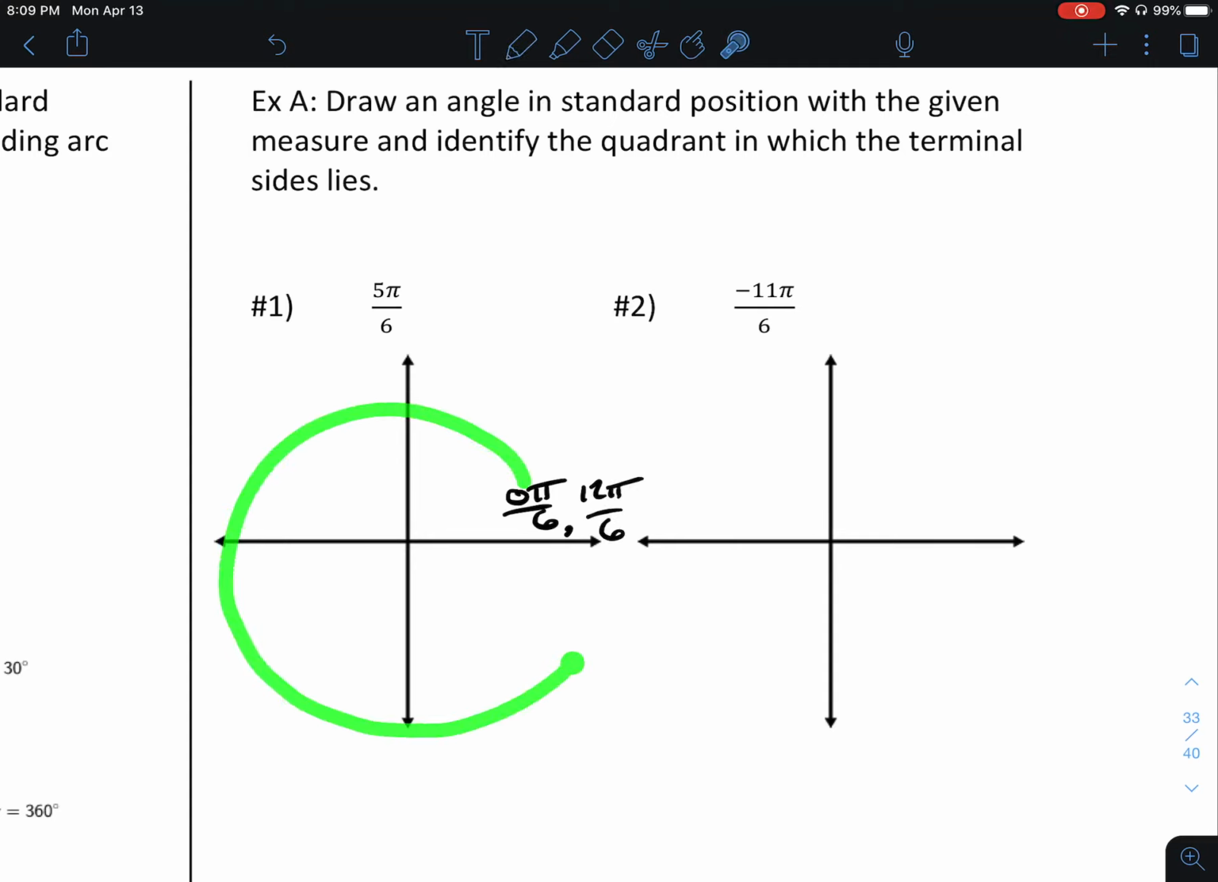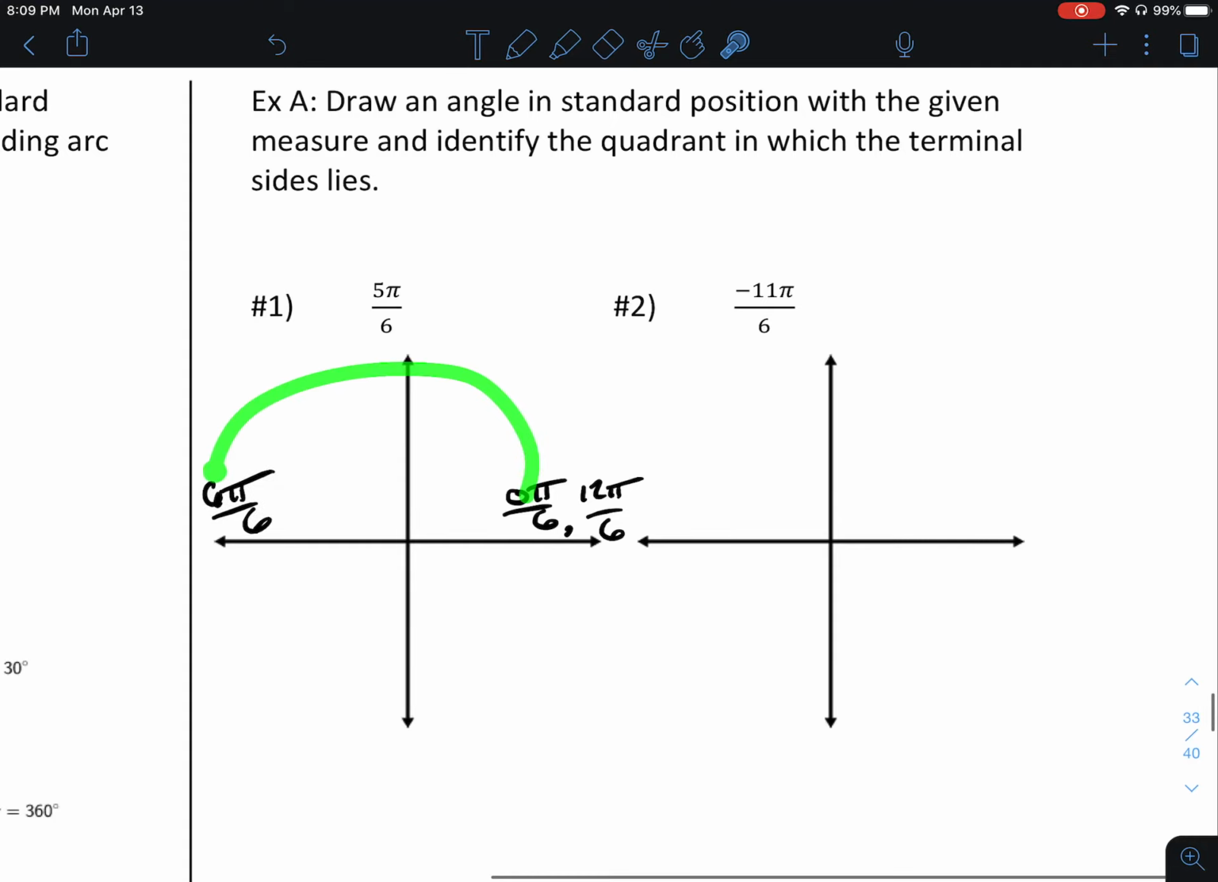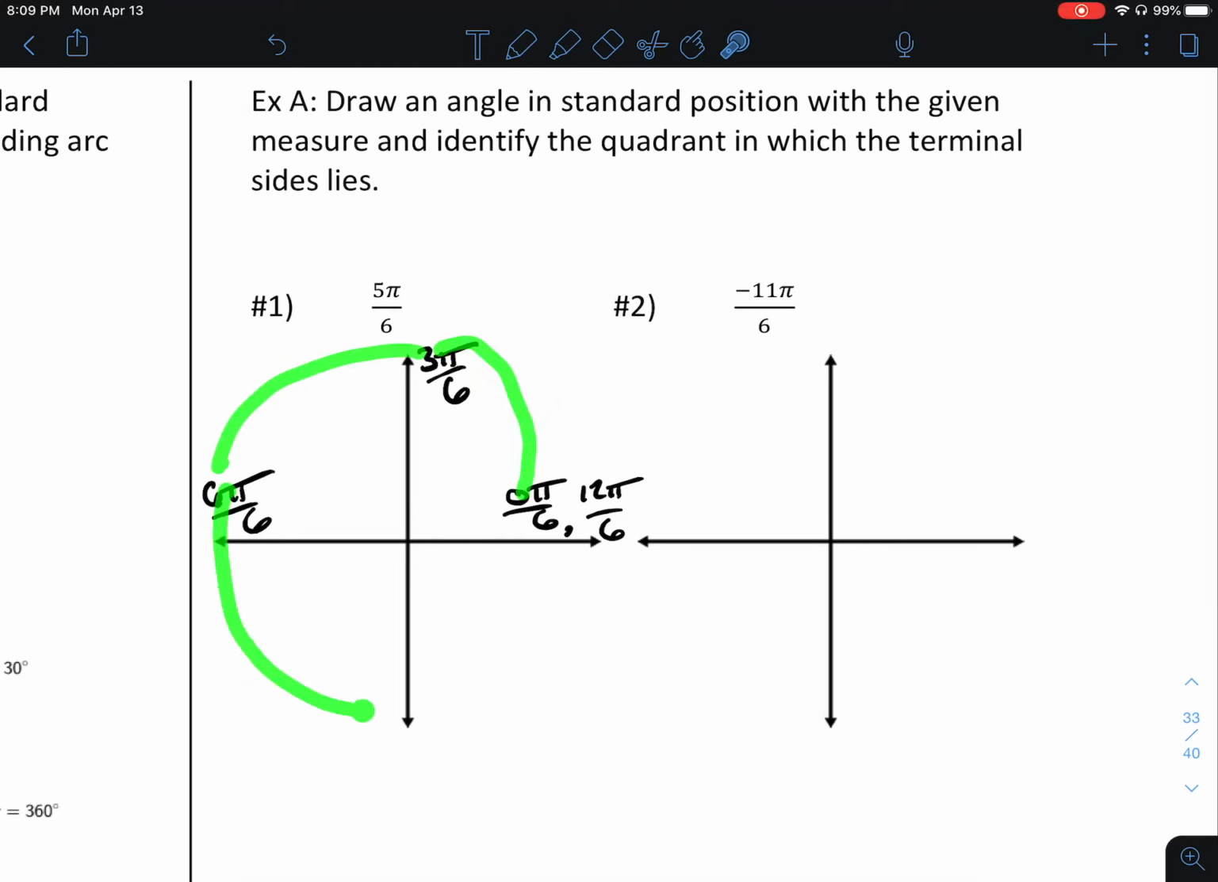Now, if here to here is 12 pi over 6, then halfway around must be halfway between 0 and 12. That's 6 pi over 6. Halfway between 0 and 6, that would be the positive y-axis. That's 3 pi over 6. Now, if you look at the pattern, our numerator, each quadrantal angle, it increases by 3. We get 0, plus 3 pi, plus 6 pi. Plus 3 pi is 6 pi. 6 pi plus 3 pi is 9 pi over 6. Add 3 more to the top, you get 12 pi over 6. So this fits the pattern.